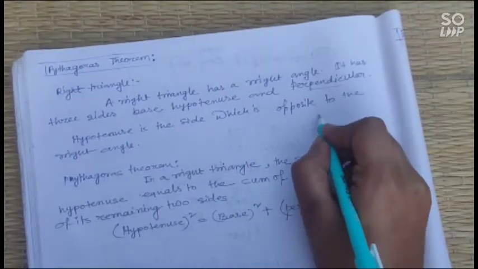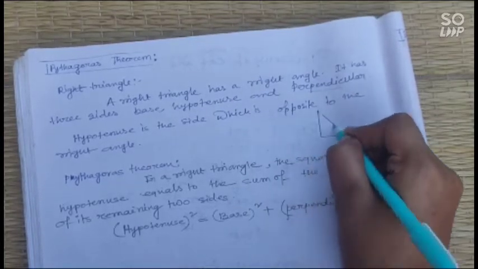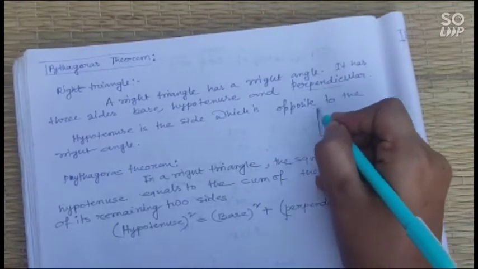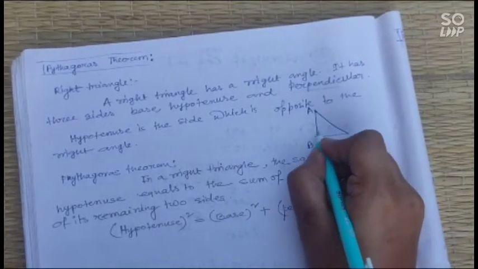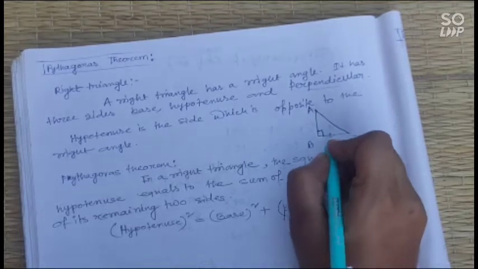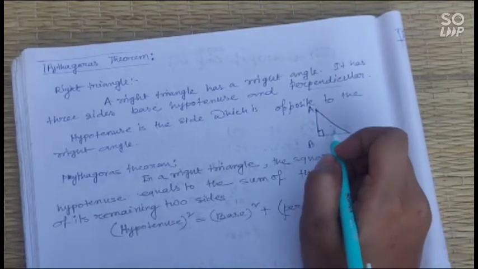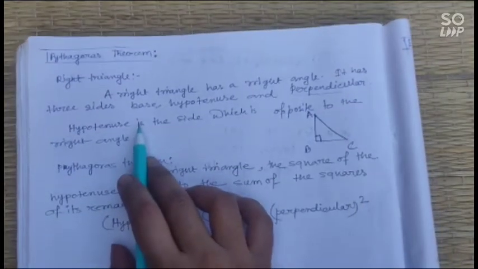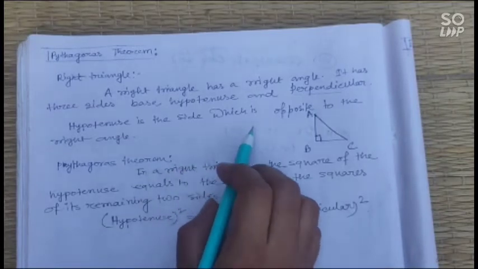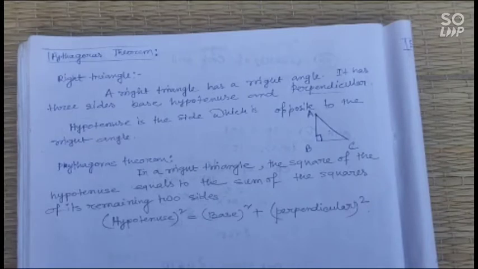Suppose this is a right triangle ABC, which is right angle at B. That means angle ABC equal to 90 degree. So which is called the hypotenuse? I have told you that hypotenuse is the side which is opposite to the right angle.